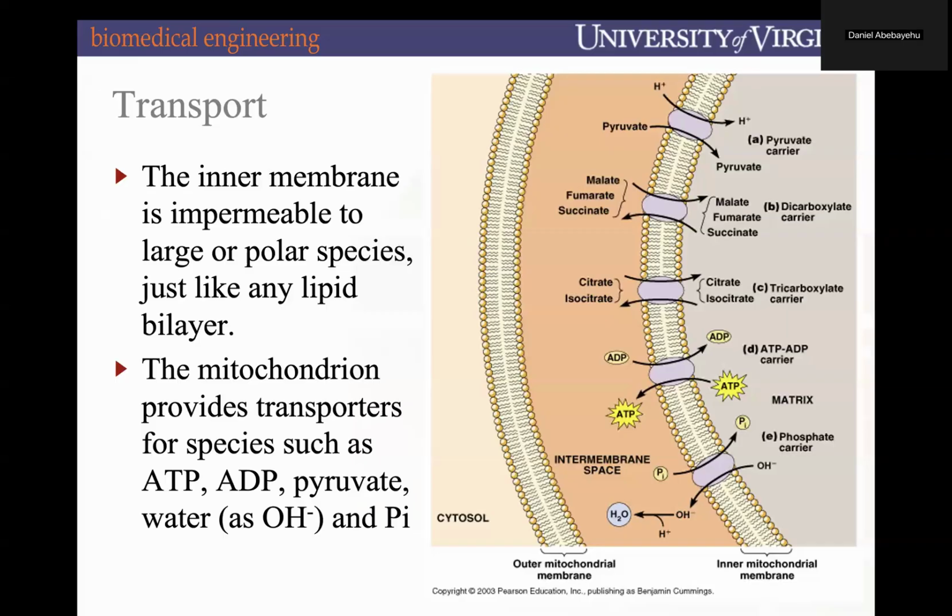In addition to that, we have transporters that help shuttle pyruvate in, because glycolysis happens in the cytoplasm of our cells. That pyruvate needs to make its way into the mitochondrial matrix, where the enzymes for the TCA cycle are present.